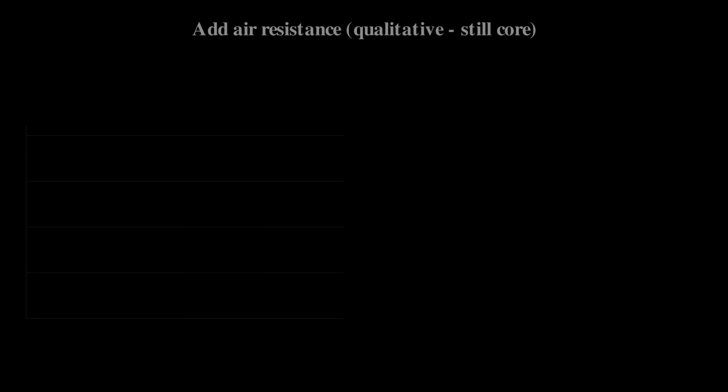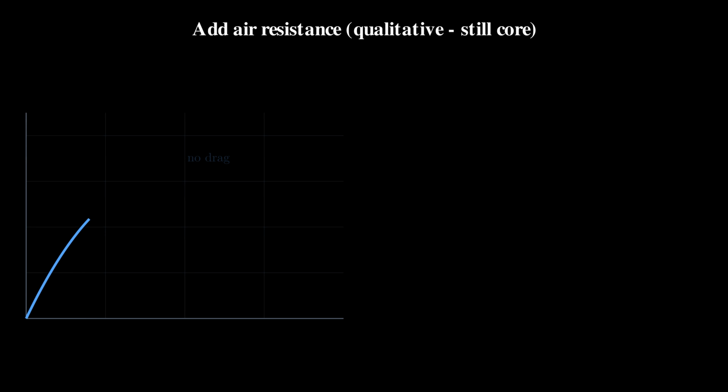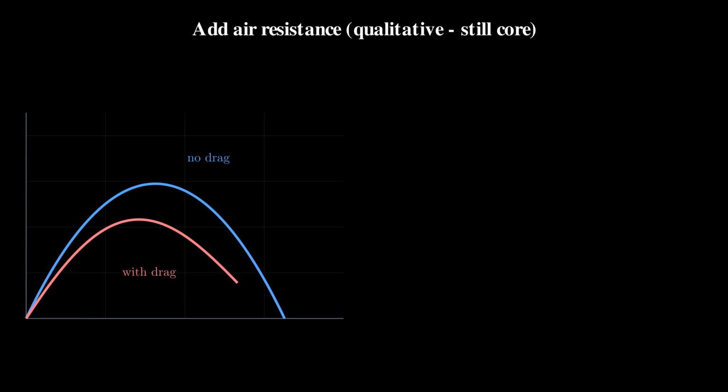In reality, air pushes back. Fluid resistance or drag always opposes motion and grows with speed. On your paper, this is qualitative only, and it is still Common Core. But you must know its effects. For a projectile, drag steals energy. The range shrinks. The peak is lower. And the path is no longer a clean symmetric parabola. It comes down steeper than it went up.